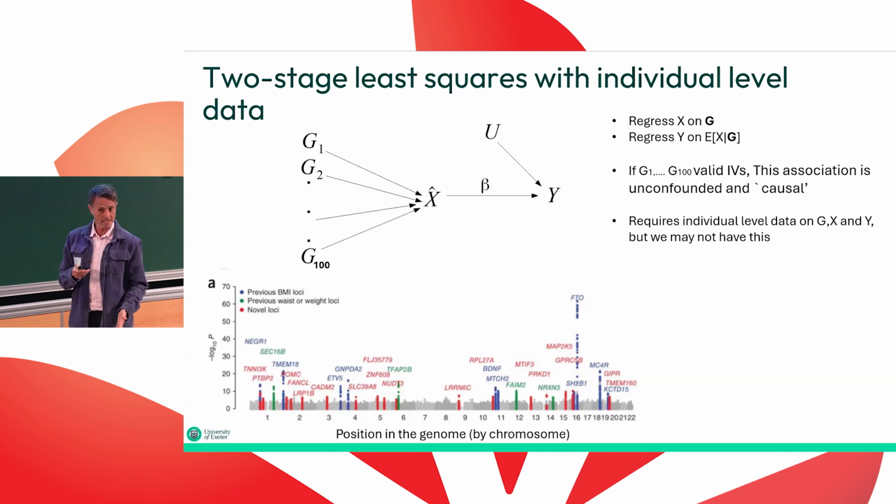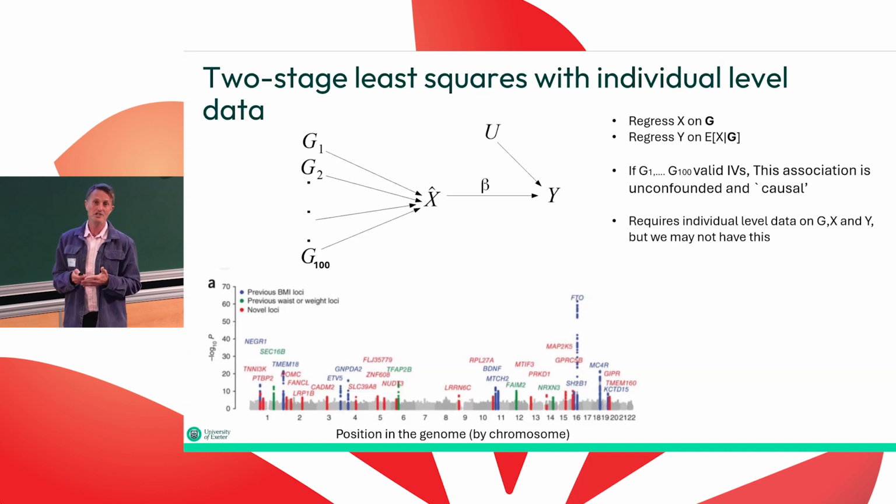And because of those genes, the instrumental variable assumptions tell us that the proportion of someone's BMI or exposure that is genetically predicted is independent of anything else, which means that relationship is unconfounded. So that's the standard theory of instrumental variables.